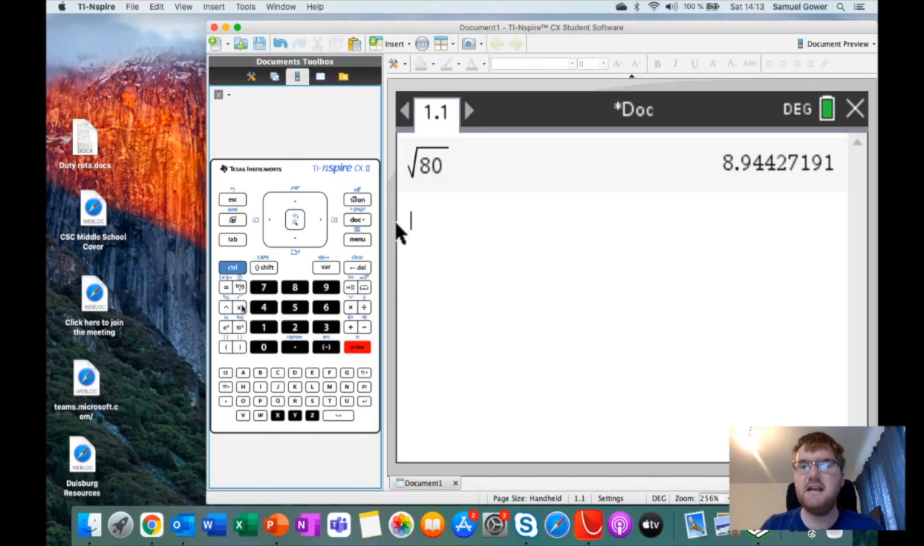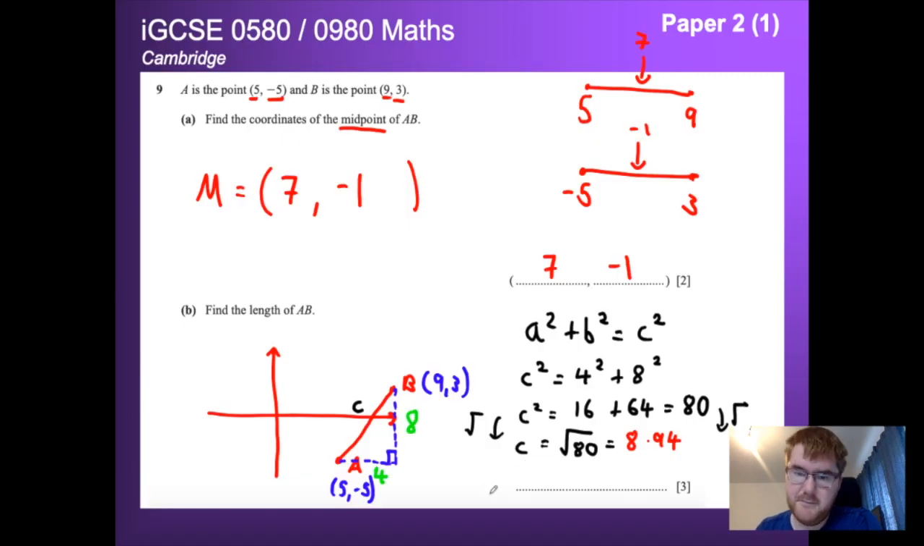Okay, and you can see here that my answer is 8.94 to 3 significant figures. So I'm going to pop that back in and write that in as my answer. So we have 8.94. I'm going to tell the examiner I've rounded to 3 significant figures like so. All good.